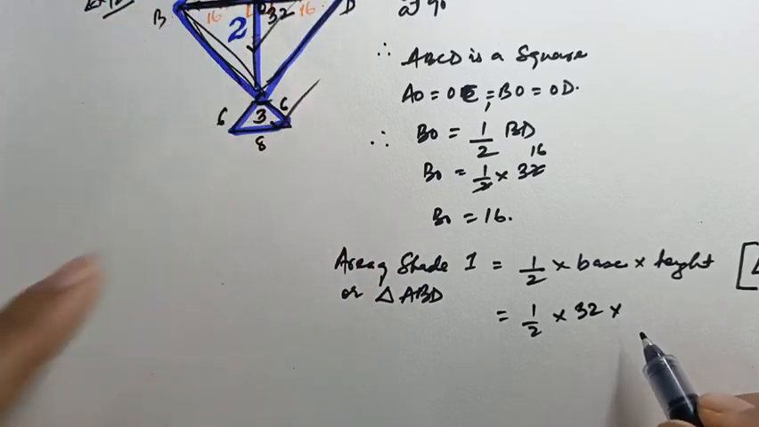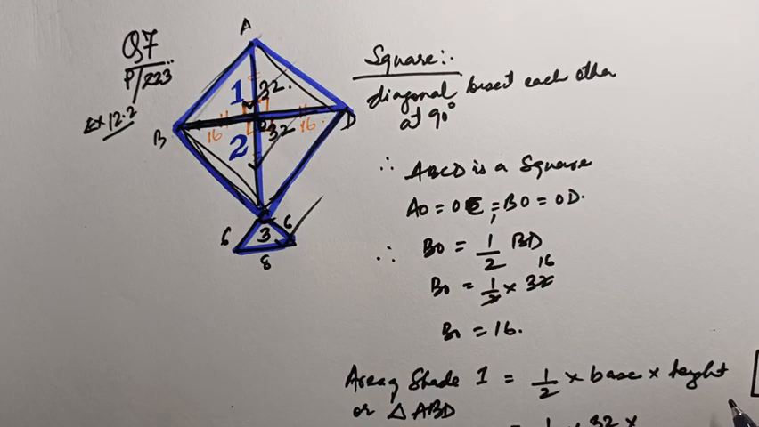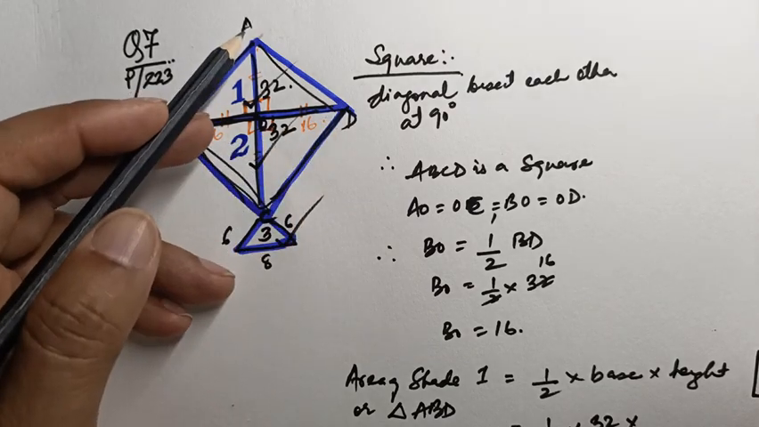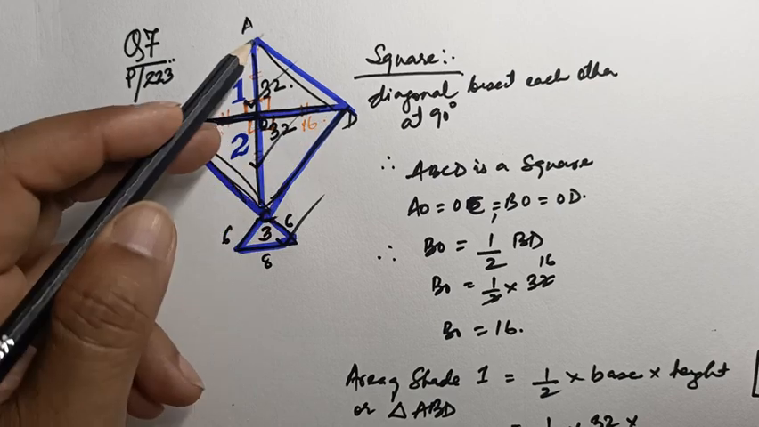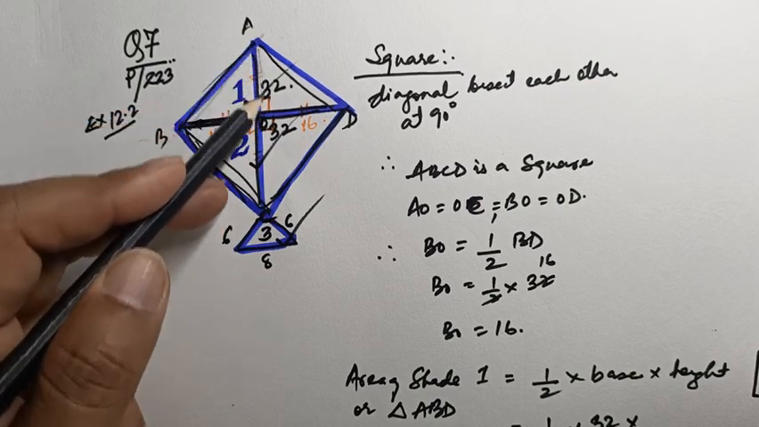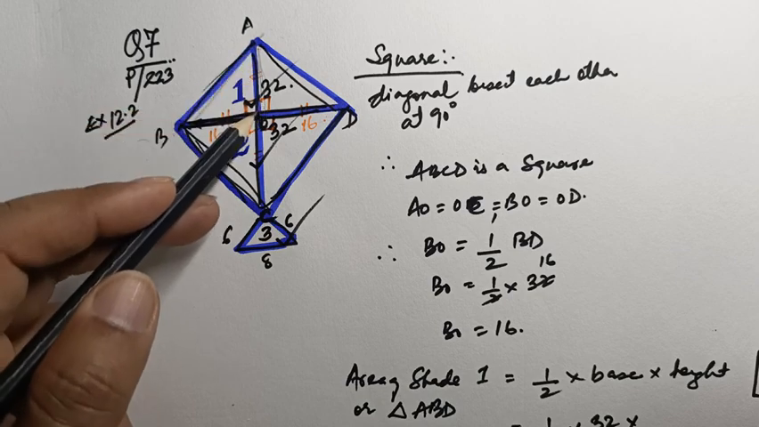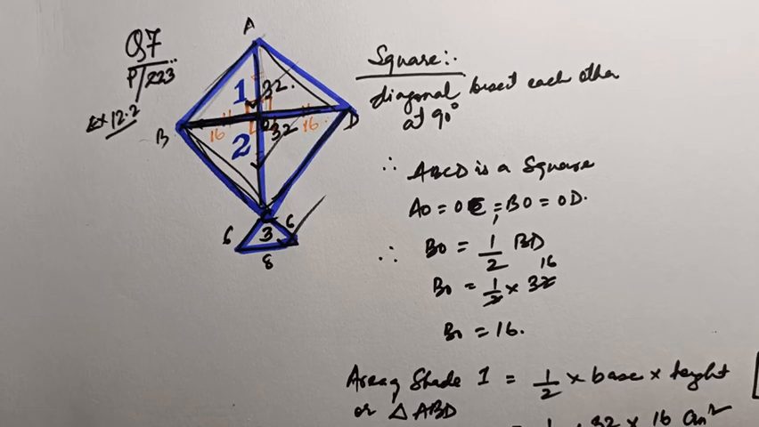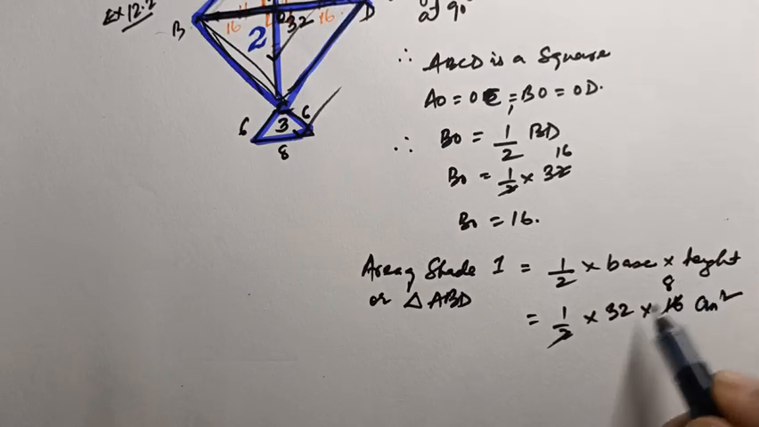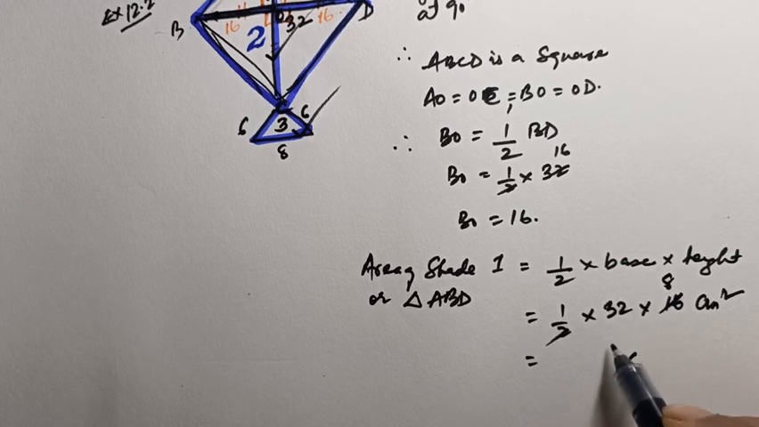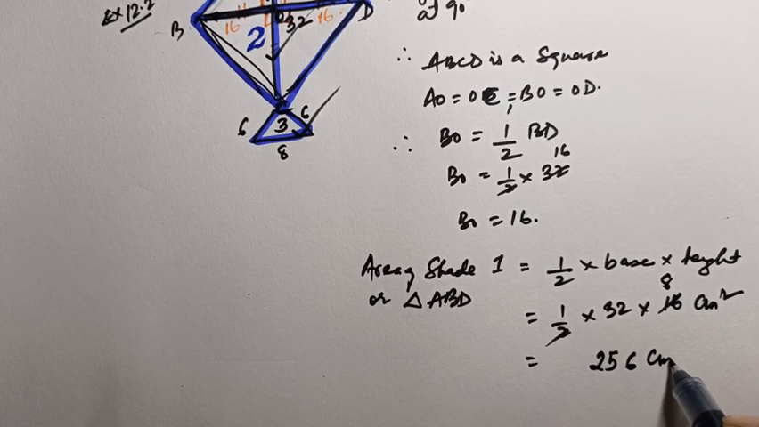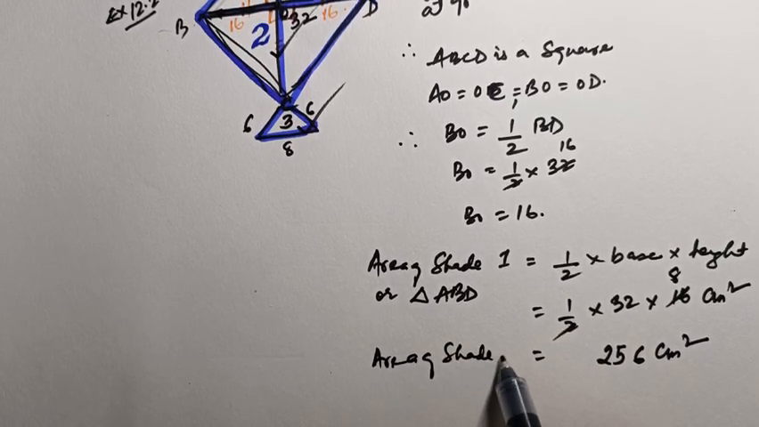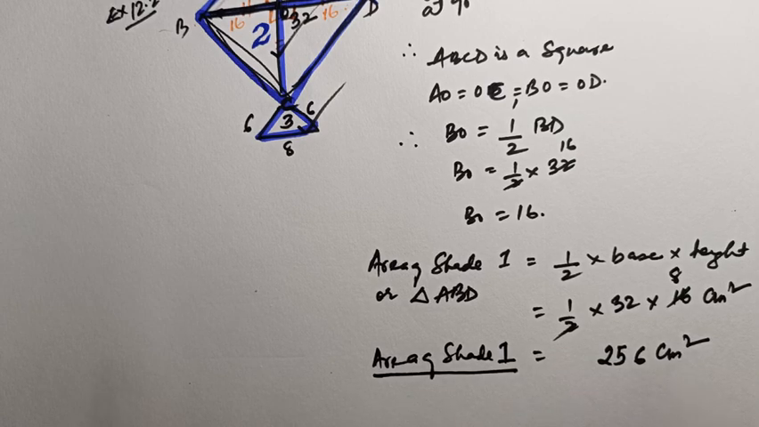This whole diagonal is 32, and height, if I am taking this triangle ABD, the height will be only AO, and this would be only half of 32, and therefore this would be 16. Half into 32 into 16 centimeter square. So 2 8s are 16, 8 2s are 16, 8 3s are 24, plus 1, 25. So the area of shade 1 is 256 centimeter square.